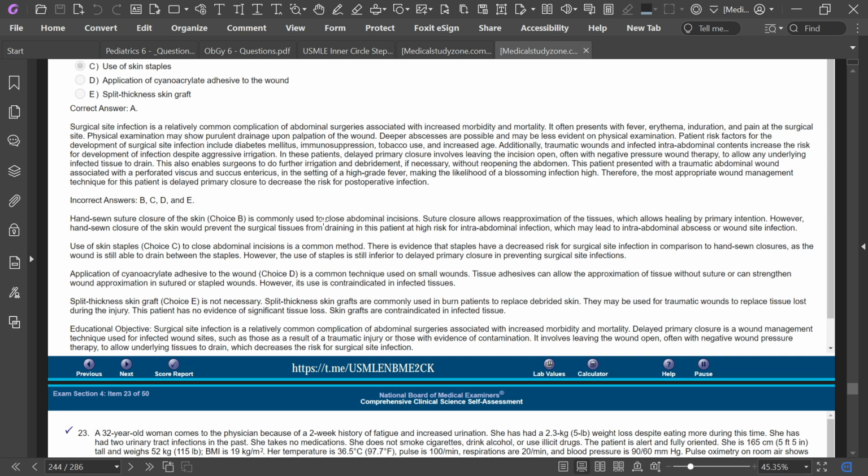Okay, can you explain this? Oh, I think they're just saying that if it's an abdominal wound and it's big and you do the surgery, just leave the wound open. Just leave the, how do you call that?